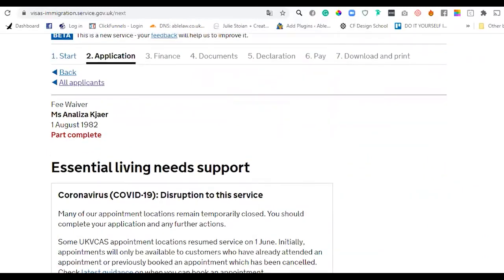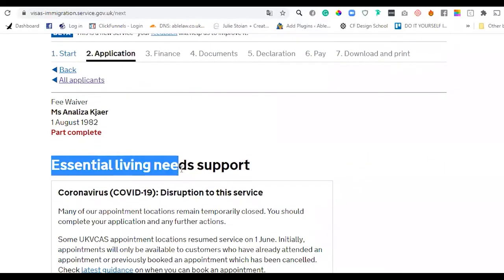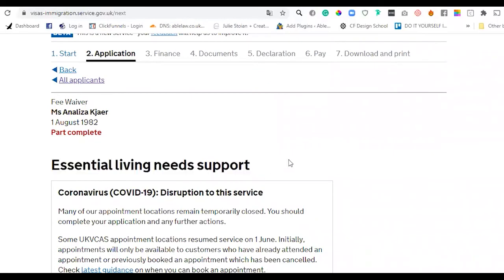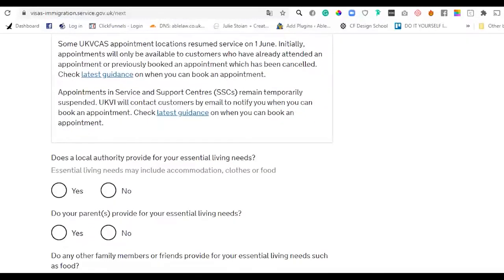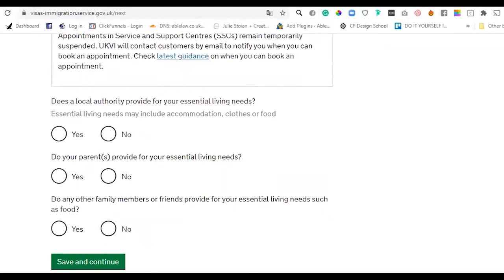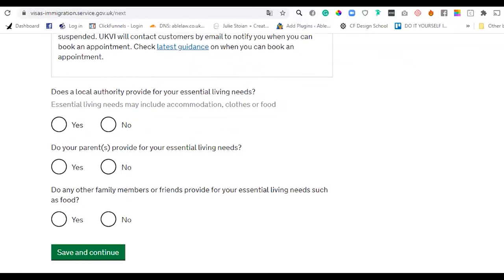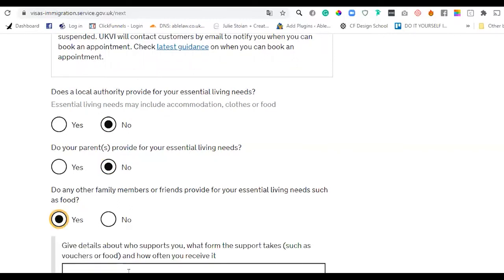And then this is another one. You see, essential living needs support. So this is the question that then needs to be answered. Does a local authority provide for your essential living needs? I'm going to say no. Do your parents provide for your essential living needs? No. Do any other family members or friends provide for your essential living needs, such as food? Oh, let me take on that one, yes. Give details about who supports.